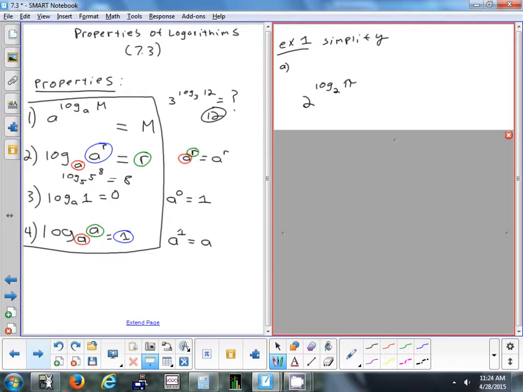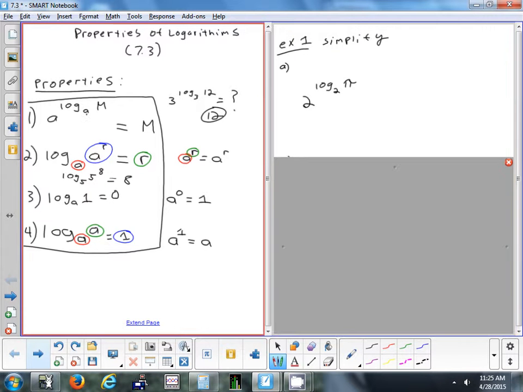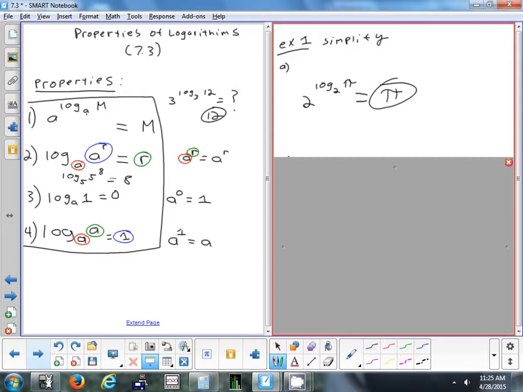All right, so first one. It says 2 raised to the log base 2 of pi. Anyone think they see which special pattern this one is? 1, 2, 3, or 4? Yep, that's 1. In this case, A is 2, and M is pi. So what's the answer? Pi. Yeah, the answer is pi. Good.